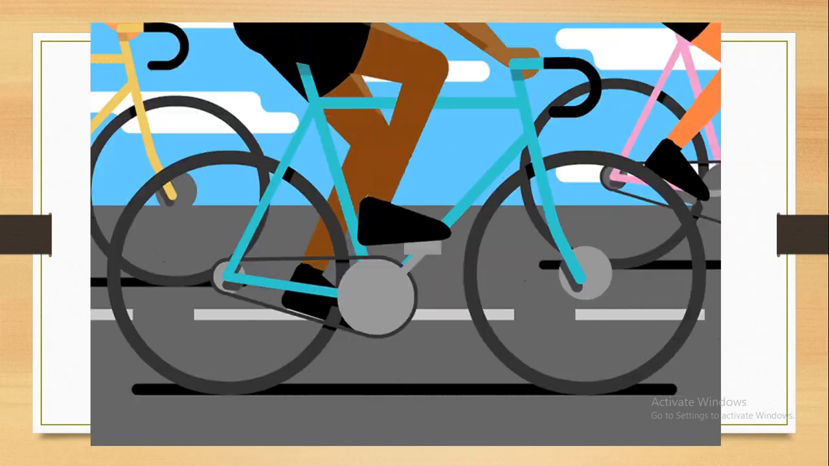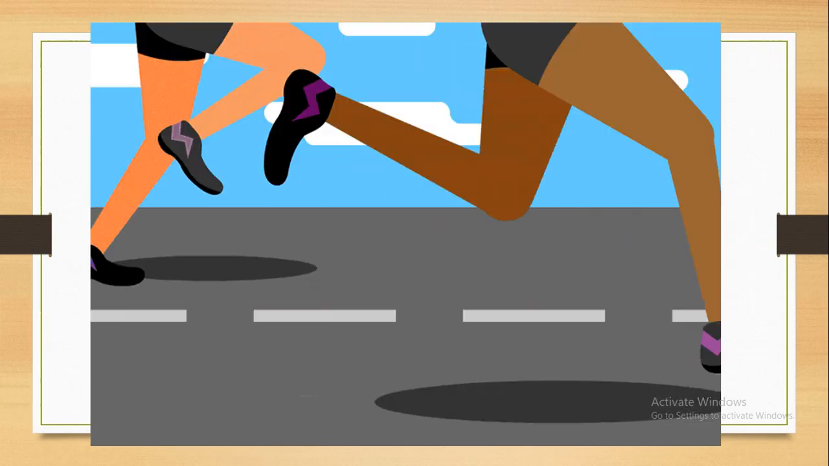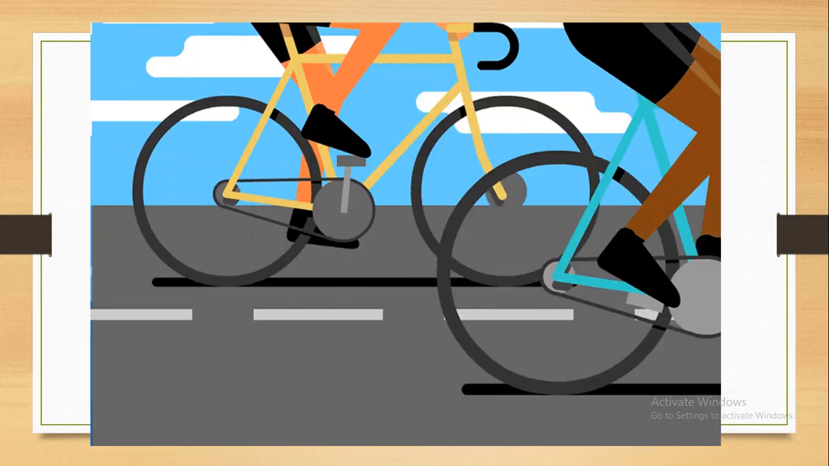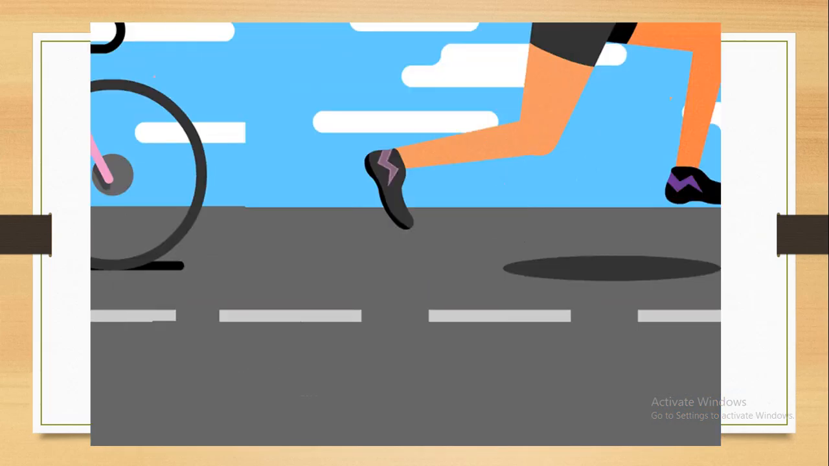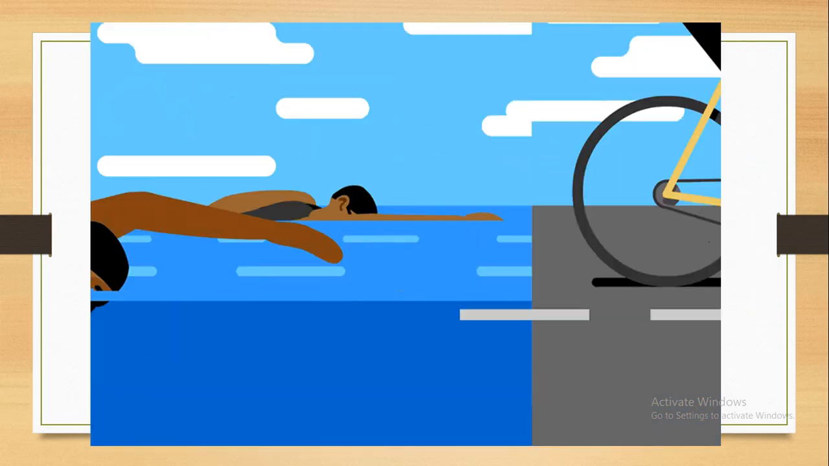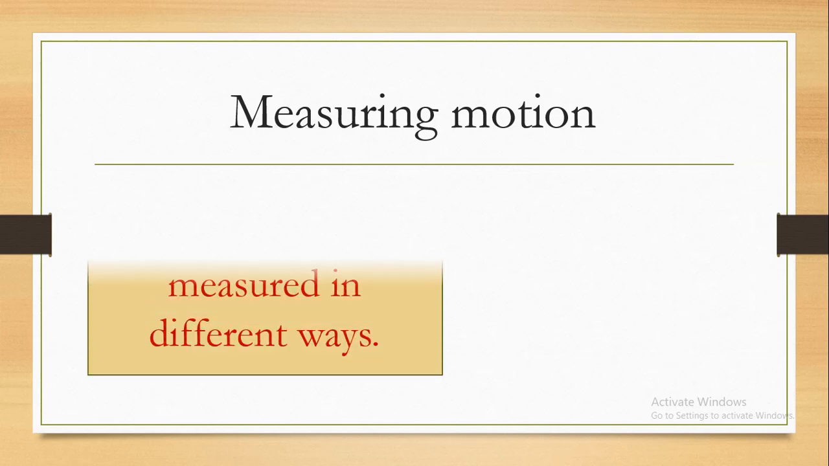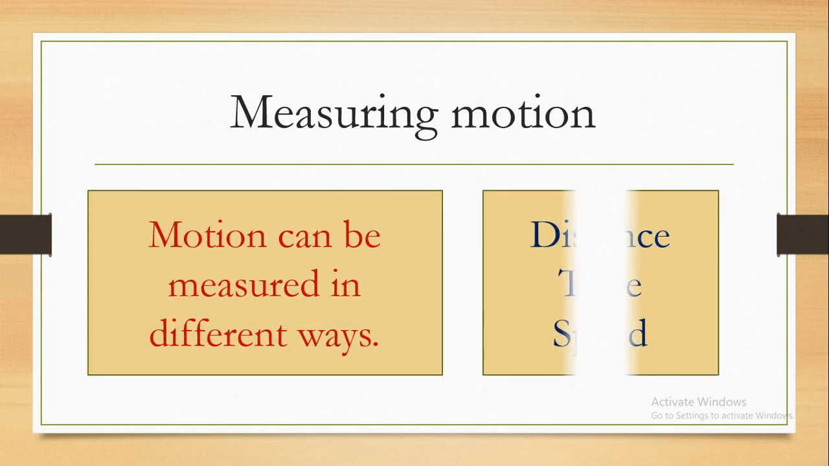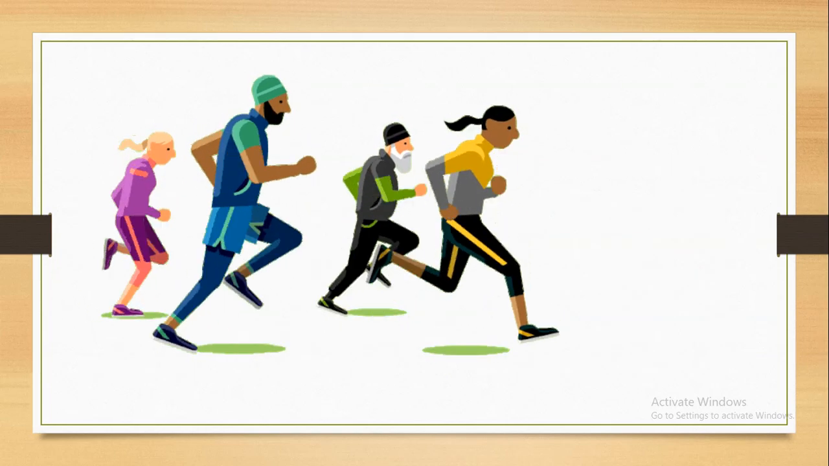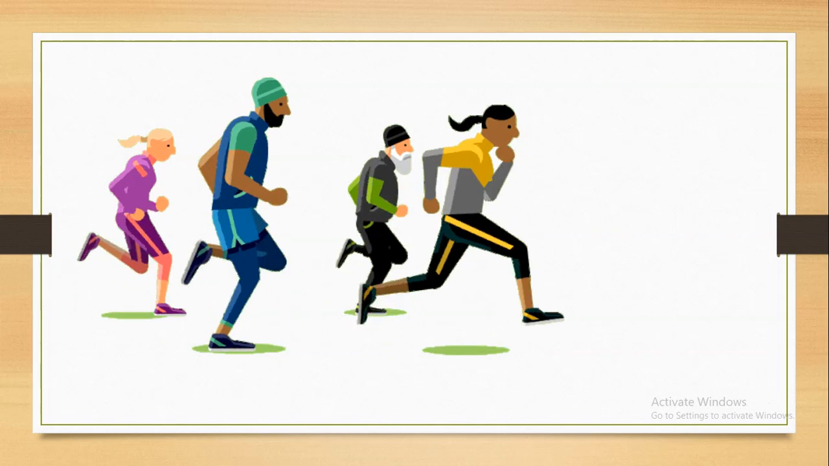In these pictures, we have bikers, runners, and swimmers. All these racers are in motion. They are changing their positions and they are moving from one place to another. Motion can be measured in different ways. We can measure distance, we can measure time, and we can measure speed. Distance, time, and speed. These people are running. We can measure how far they travel.